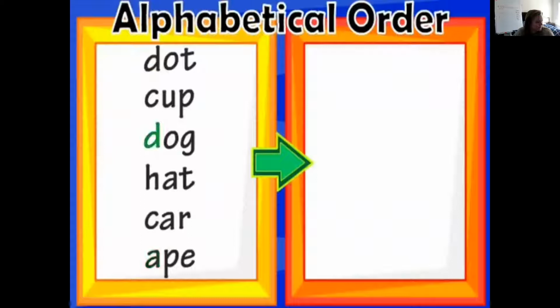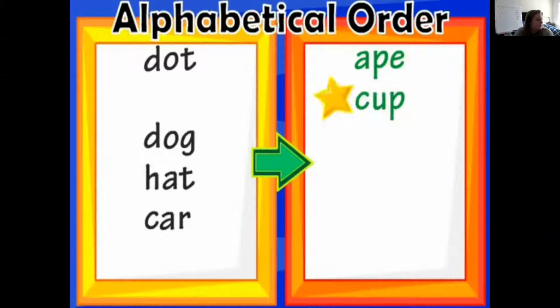Oh, there's one, ape. Let's put it up here. Our first word. Okay, how about B words? Nope. C words? Oh, yes, cup. So we'll put that here. Our second word. Okay. Uh-oh, another C word.